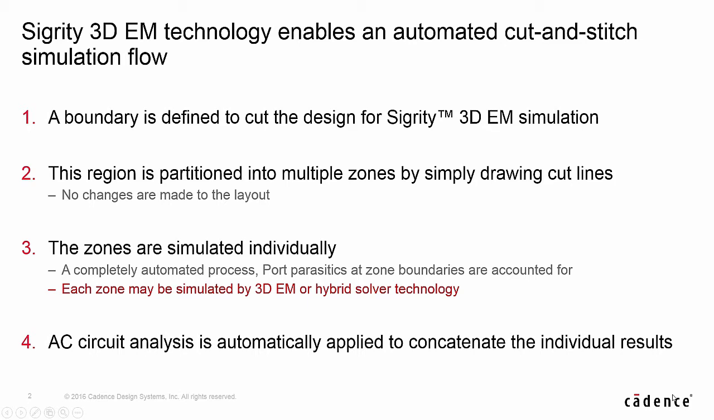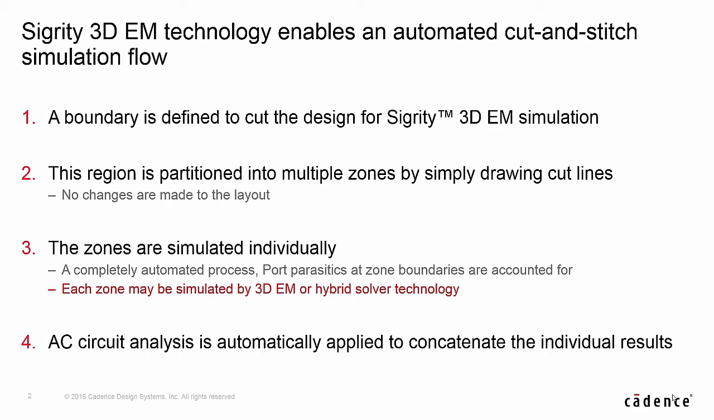As a review, the Sigrity 3D EM cut and stitch flow requires a polygon boundary to define the area for local 3D simulation. This region is then partitioned into zones by simply drawing cut lines. The layout is not changed, only the 3D cut boundary and zone lines are defined. Then the automated flow performs 3D simulation for each zone, and those individual results are combined by circuit simulation for a composite result. Though it's applied much less often than it could or should be, there's an option to uniquely select either the 3D solver or the hybrid solver for each zone.